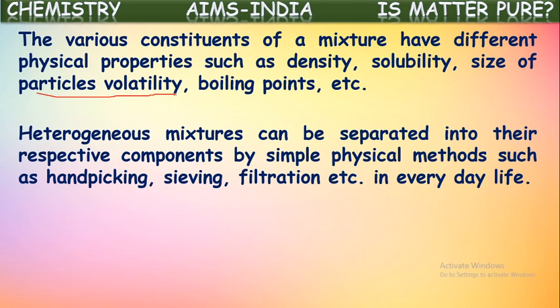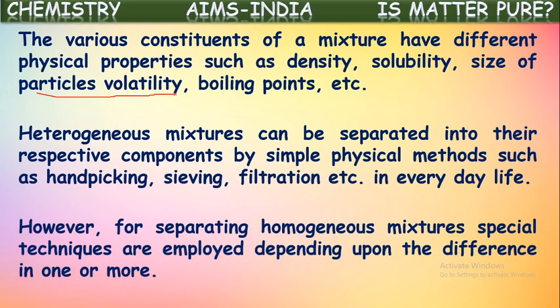Heterogeneous mixtures can be separated into their respective components by simple physical methods such as hand picking, sieving, filtration, etc., in our daily life, isn't it? Heterogeneous mixtures contain components which can be seen separately. For example, if you take rice with some stones, that comes under a heterogeneous mixture because the stones can be seen clearly with a different color and different size. So they can be separated by using the hand picking method.